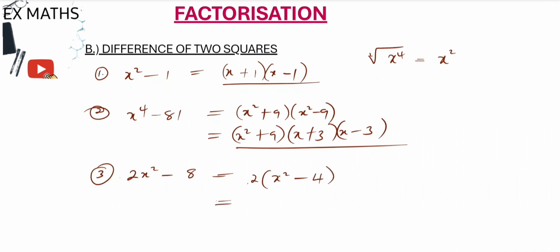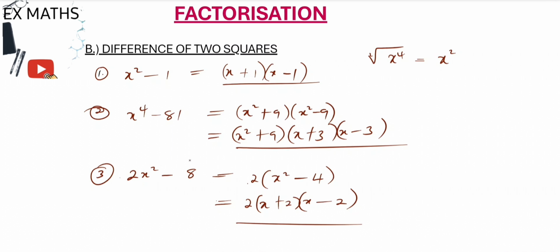Now we have a square number and a square number. But we don't leave our 2, we keep it like that. Then we open our 2 brackets. Then we find the square root of x squared, it's x. Square root of 4, it's plus 2 or minus 2. So this is how we do the difference of 2 squares.